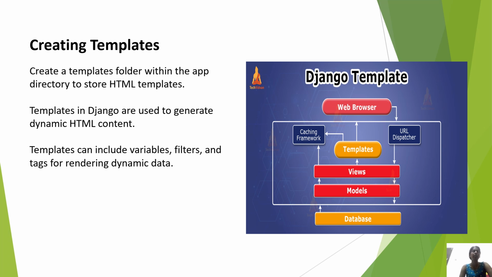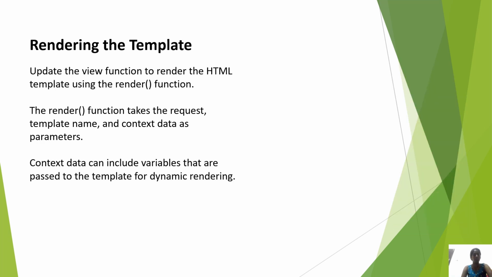Creating a template. Create a templates folder within the app directory to store HTML templates. Templates in Django are used to generate dynamic HTML content. Templates can include variables, filters, and tags for rendering dynamic data.